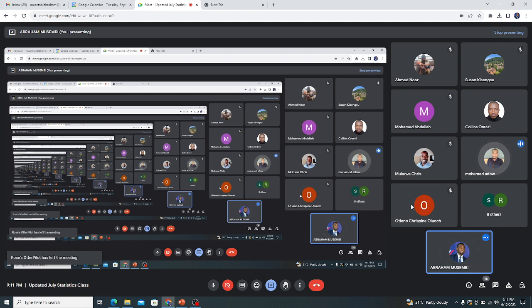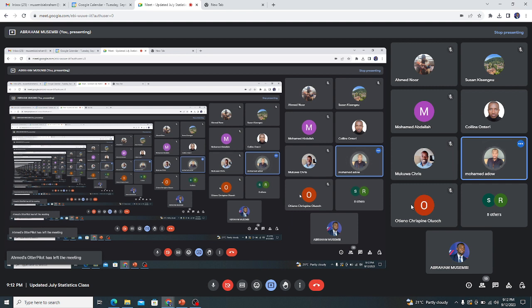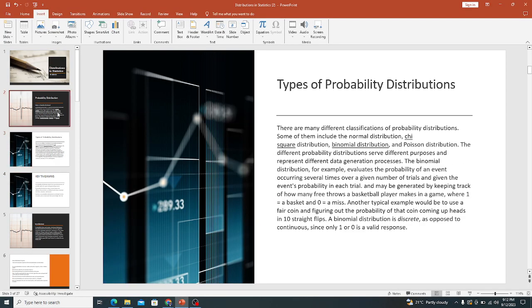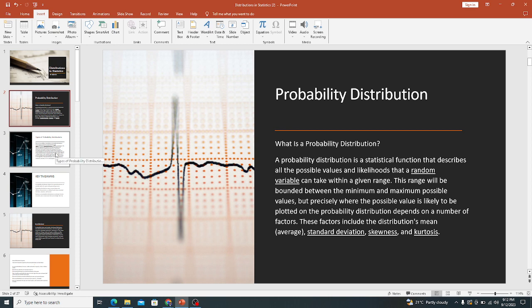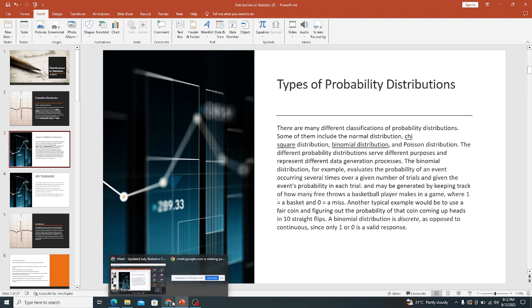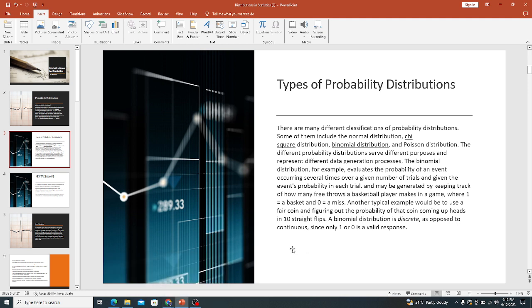You were explaining binomial distribution. You said it's discrete as opposed to continuous, since it only has one or zero as a valid response. That was your last part. Okay, that's okay. I guess I had given an example of the basket and also tossing a coin. Yes, all right, that's okay.